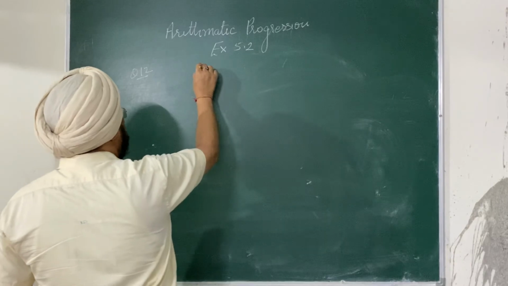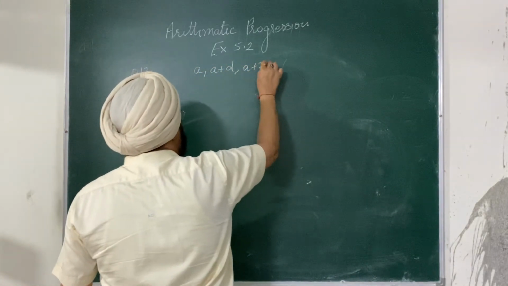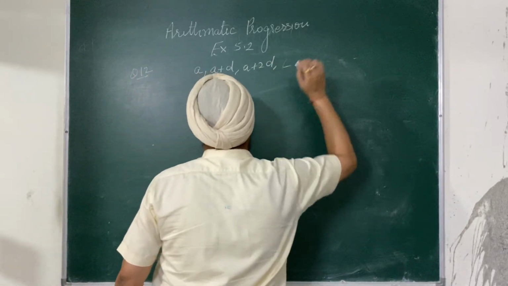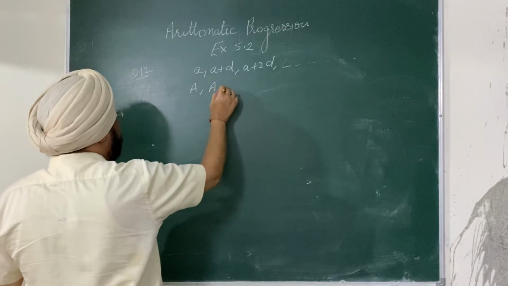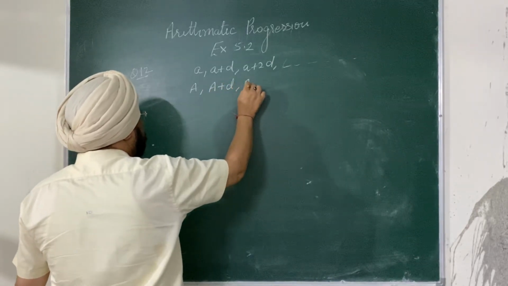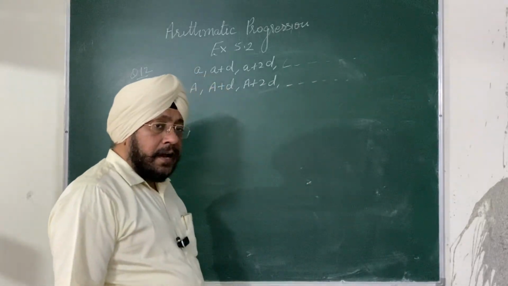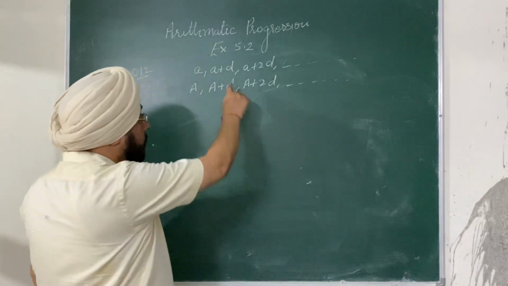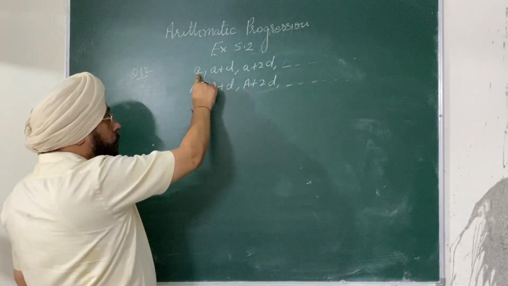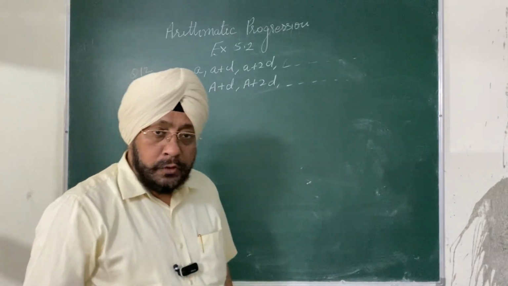Let the first AP be a, a plus d, a plus 2d, and so on, and the second AP be capital A, capital A plus d, capital A plus 2d. Since we have two different APs but the common difference is the same, we take the same d in both APs. To make the two APs different, I have taken a different first term in each.